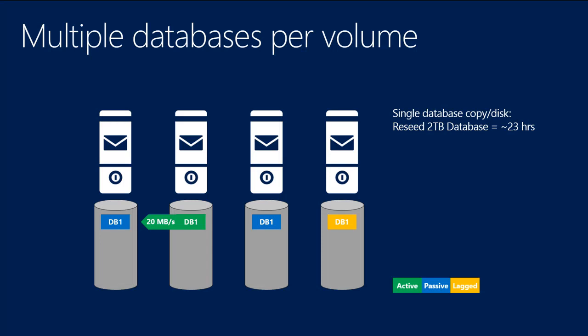It may be a little slower, a little faster, depending on your unique organization. But looking at the tests that we've done internally, we see about 20 megabytes per second throughput coming from a single source and seeding a single target. So that's about the throughput, and when you do the math for a 2 terabyte disk, it works out to be about 23 hours to do the reseed operation.